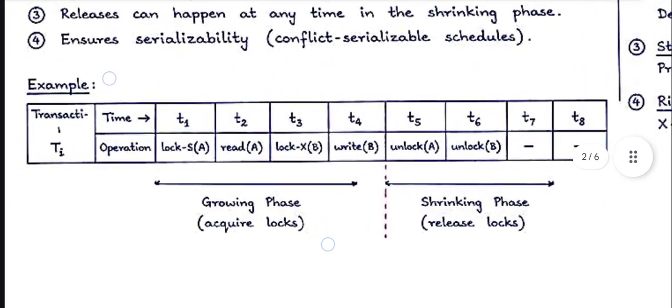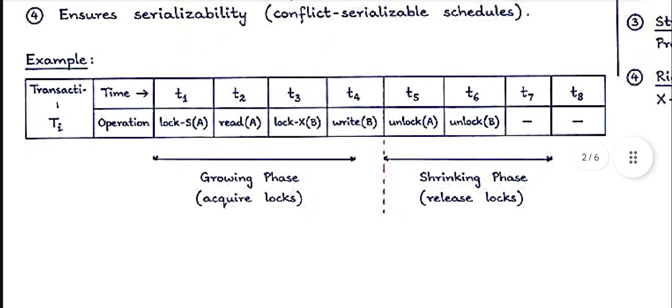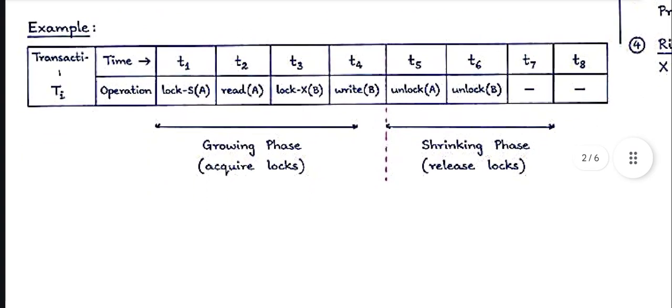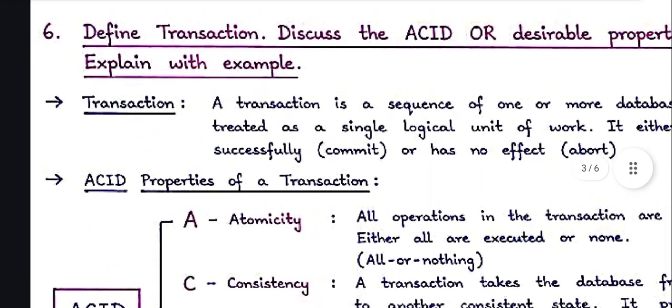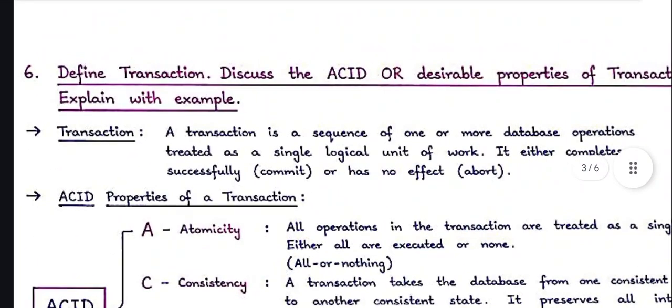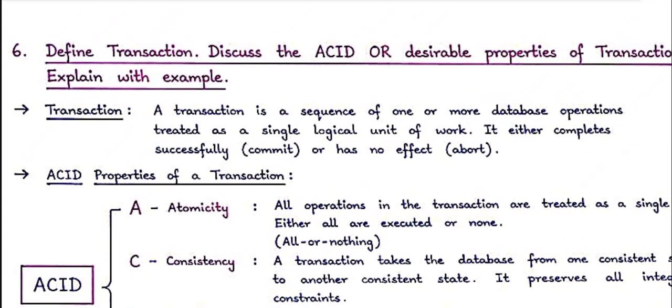For example, for transaction T1, we have time and their operations. T1: lock S of A, read A, lock X of B, write B, then unlock A, unlock B. Where they are acquiring locks, that is the growing phase; where they are releasing locks, that is the shrinking phase. Then we have defined transactions. Discuss the ACID or desirable properties of a transaction. Explain with an example.